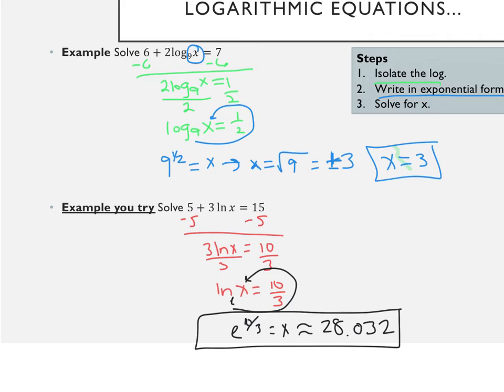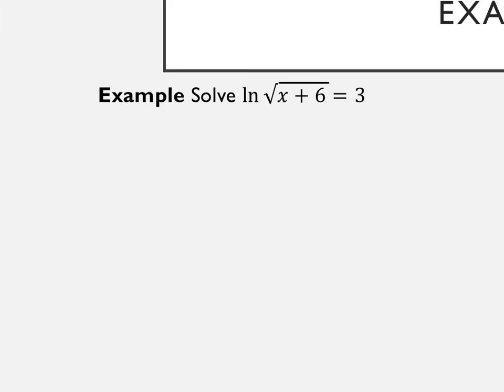If we look at this next problem, hopefully you found e to the 10 over 3 power equals x, and when you type that into a calculator, exactly like you see, you do get around 28.032. Let's look at another one. So, first thing, is the log isolated? Yes. What is the base of natural log? E. Okay, so all we do is write it in exponential form.